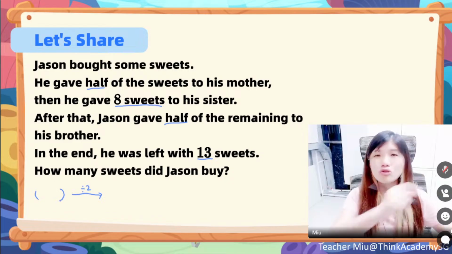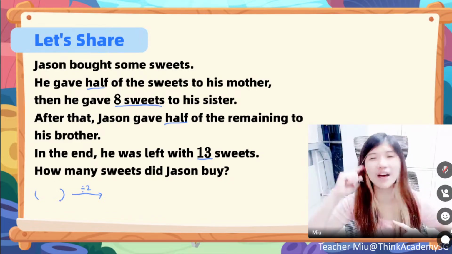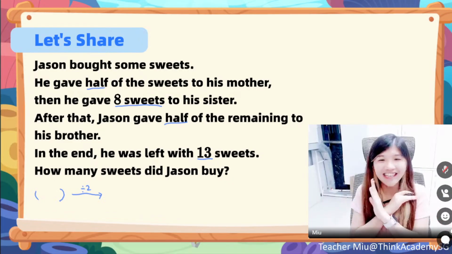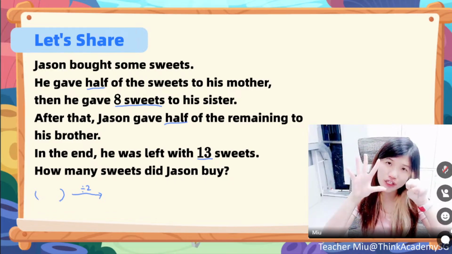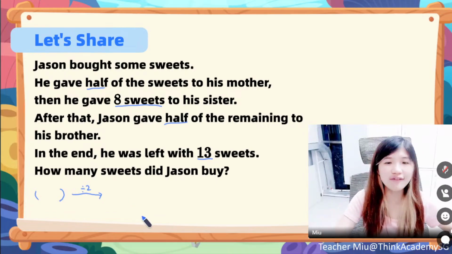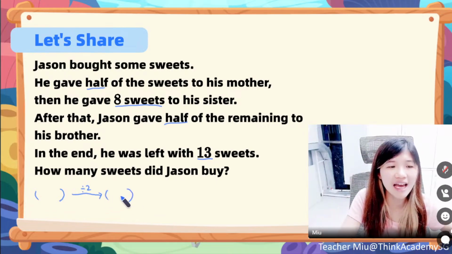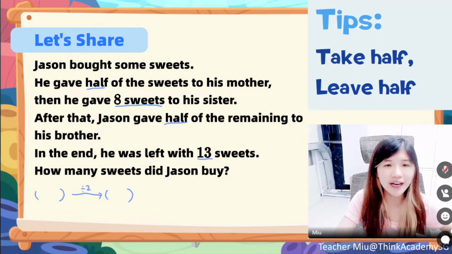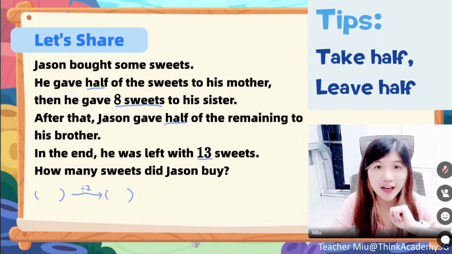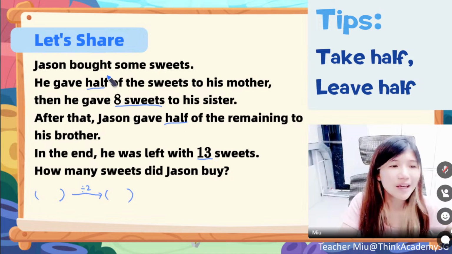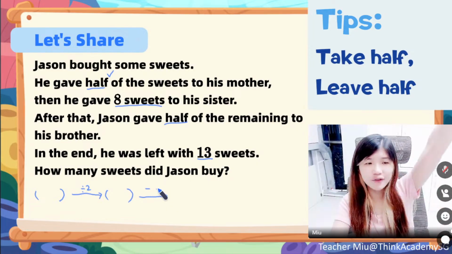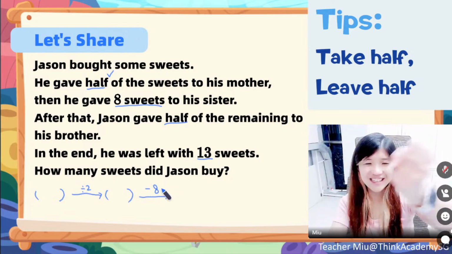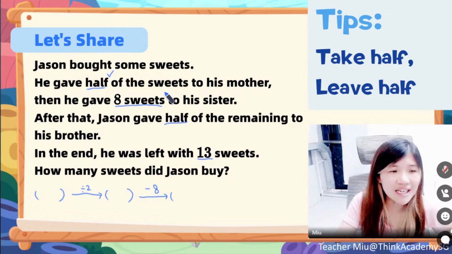Do I still need to take away those after dividing by 2? No need. Why no need? Because when you take half, you leave the other half, which is totally the same. So you directly divide by 2, you will get the remaining as the other half. Don't forget, take half, leave the other half. Continue. Then he gave a sweet to his sister. That means we need to take out a sweet from the bag and give it to the sister. So minus 1. Then continue.